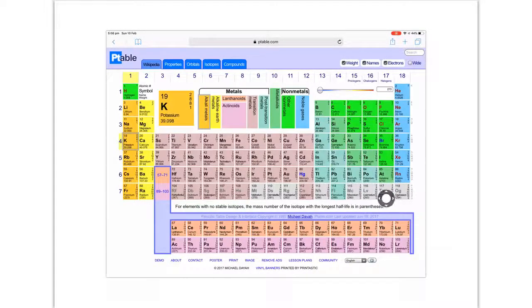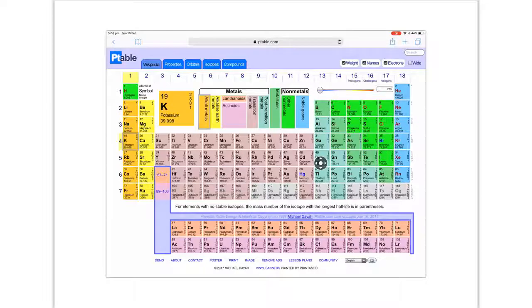Along this border, we have what are called metalloids, here in the green. They are elements that can exhibit both metallic and non-metallic behavior. Again, when we look at acids and bases and some other things, we'll explore these in more depth later.